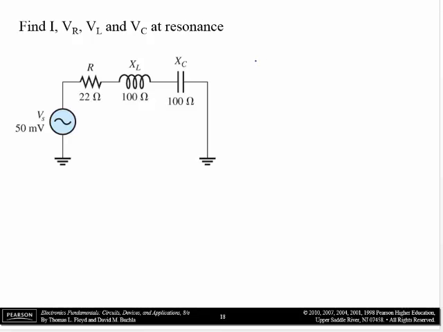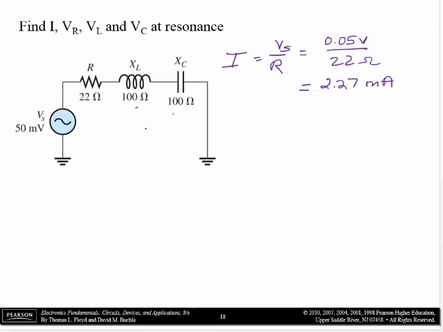To find I total then, XL and XC will cancel each other out at resonance, and we have only R, so I will equal V source over R, because the ohms here and here, XL and XC, will cancel each other out. So that's 0.05 volts divided by 22 ohms, and that is 2.27 milliamps.